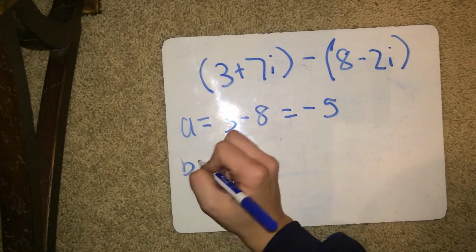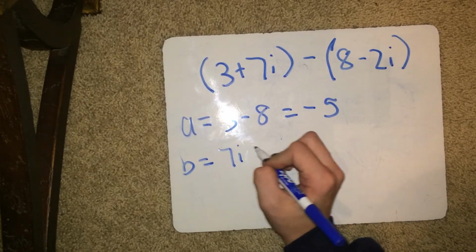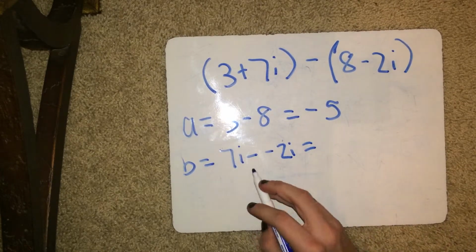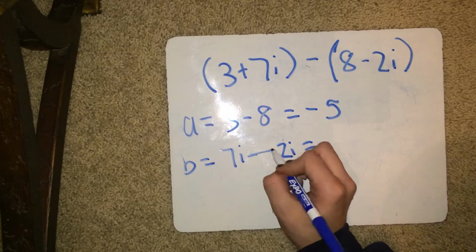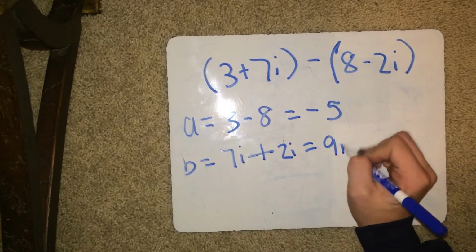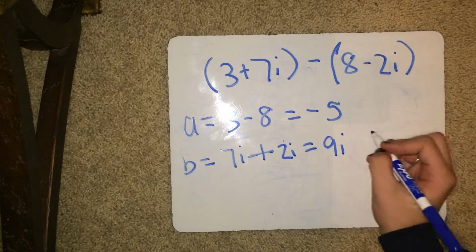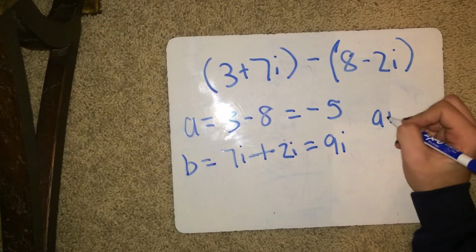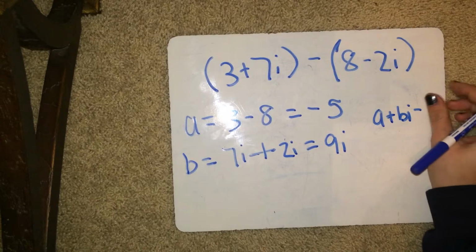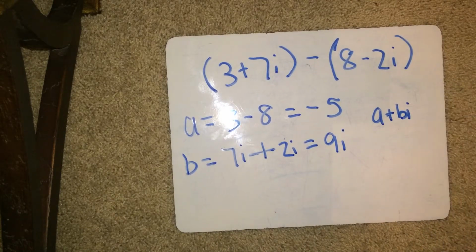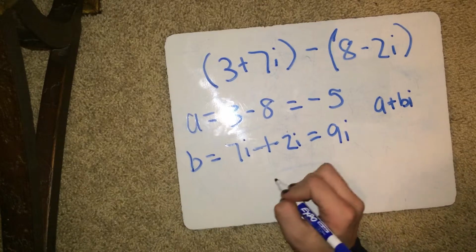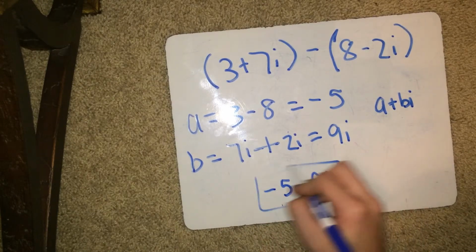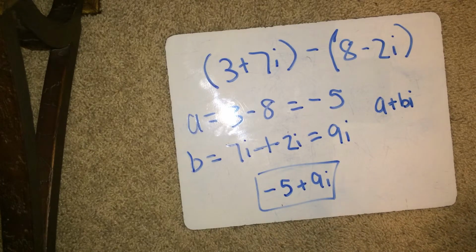Next, we're going to find the b, so that would be 7i minus negative 2i. Subtracting a negative would make it a positive, so 7i plus 2i equals 9i. So that is the a value, that is the b value, so we're going to write those in the standard form, which is a plus bi. And we're going to write negative 5 plus 9i, and that would be the final answer because you've already combined the like terms that you can.